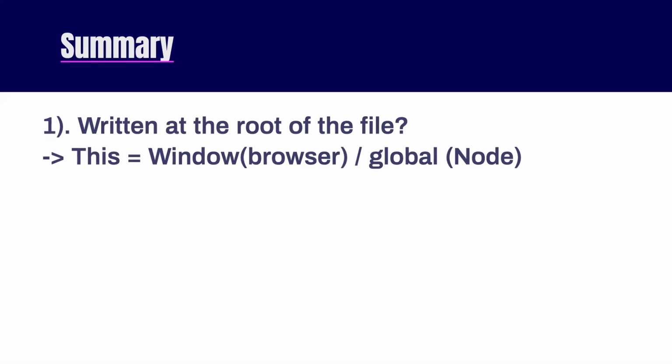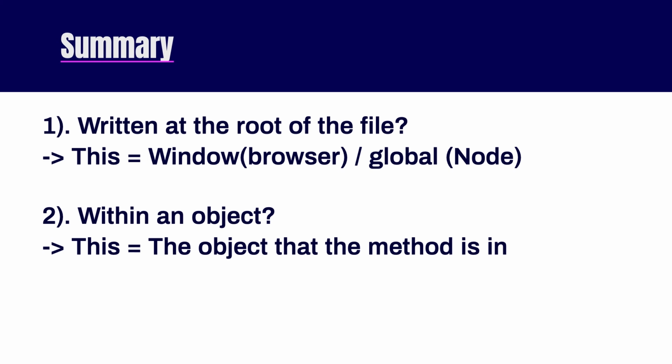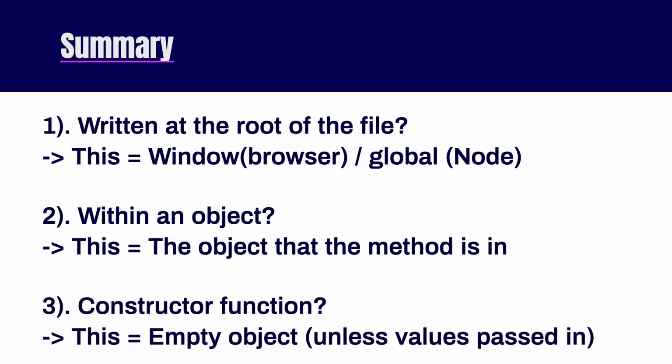empty object. All right, so in summary, if you have code that is written at the root of a file, then the this keyword is the window object for browsers or global object for Node. If you have a function that's within an object, then the this keyword is the object that the method is in. And finally, if it is a constructor function, then the this keyword is an empty object, unless, of course, you're passing in values, in which case those values would be in there as well. All right, so that covers the this keyword in JavaScript.